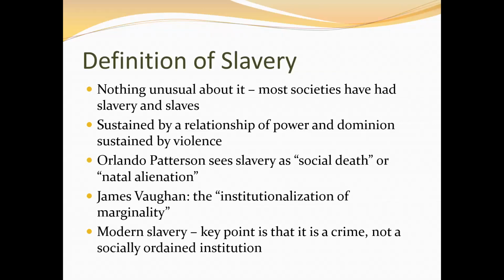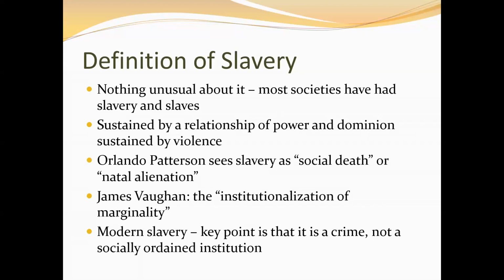We must say it's also sustained by violence. Slavery and violence go together. James Vaughan talks about it as the institutionalization of marginality. And we won't talk too much about modern slavery today, but when you talk about slavery today and in the past, two things I would keep in mind: firstly, that slavery itself has a history. It varies over time and it varies by place considerably.